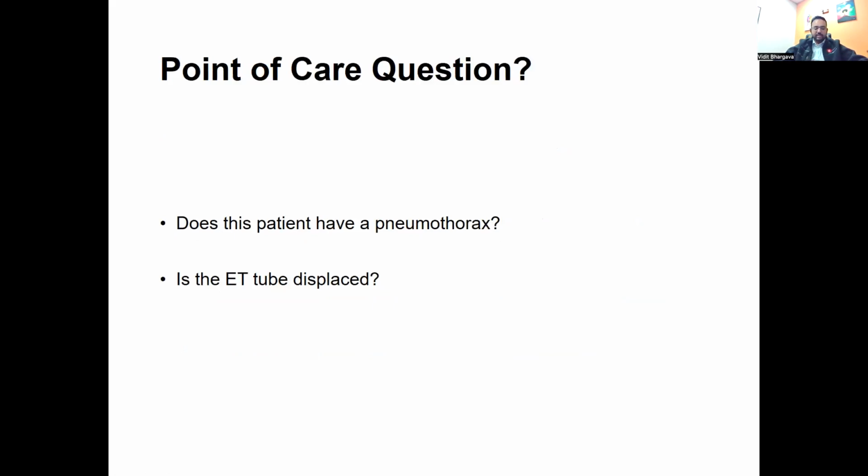And as I start approaching some of these case scenarios or some specific questions, I always approach the bedside with, what are my point of care questions? Because for the most part, we're not doing comprehensive exams. These exams are limited in what we are assessing. So having a specific question in mind is often helpful. So based on the clinical vignette, the questions in my mind are, does the patient have a pneumothorax? And is the endotracheal tube displaced?